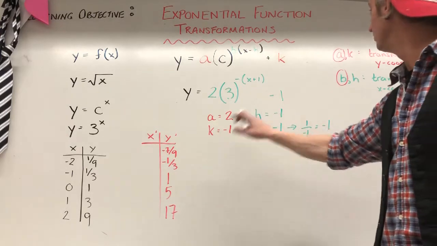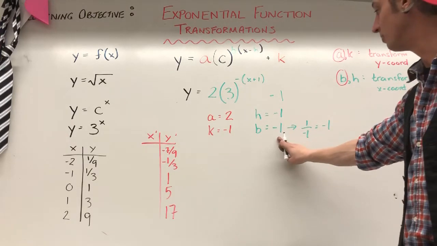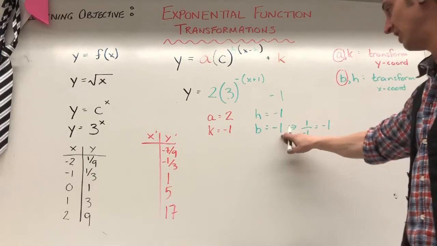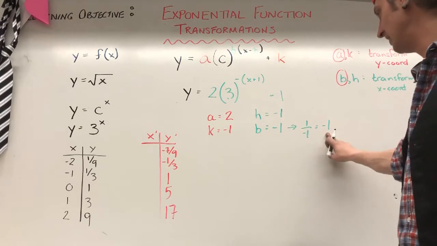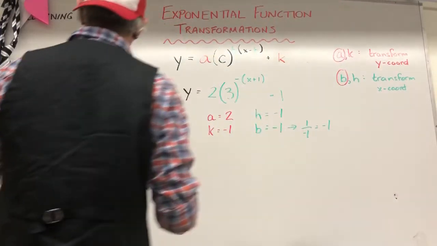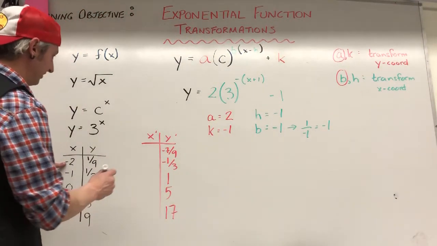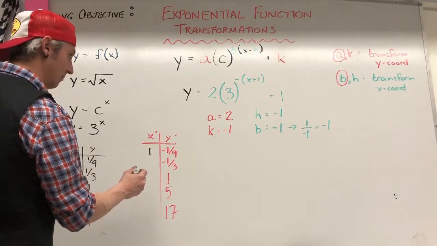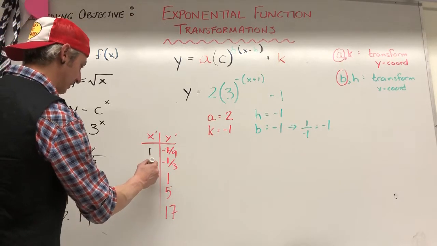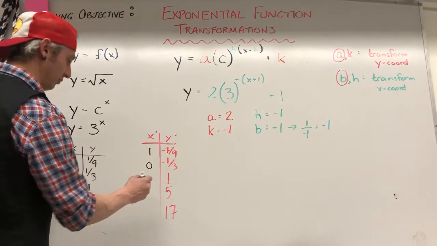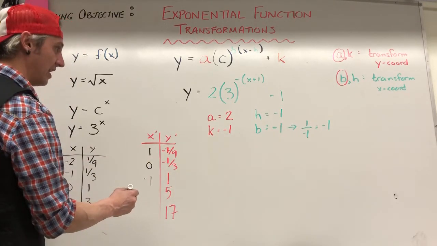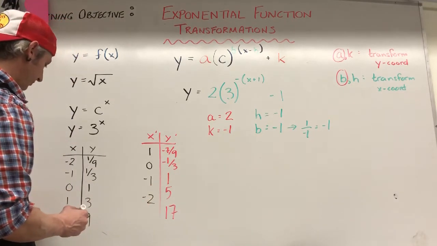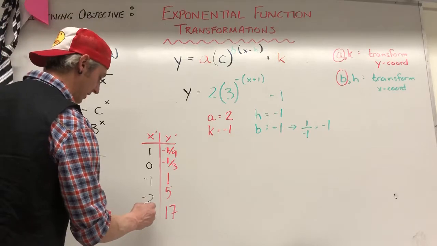I was talking about transforming my X's. So I'm going to multiply all of my X's by negative 1, because that's going to give me my reflection in the Y-axis. And then I'm going to subtract 1. Negative 2 times negative 1 is 2, minus 1 is 1. Negative 1 times negative 1 is 1, minus 1 is 0. 0 minus 1 is negative 1. 1 times negative 1 is negative 1, minus 1 is negative 2. 2 times negative 1 is negative 2, minus 1 is negative 3. Okay?